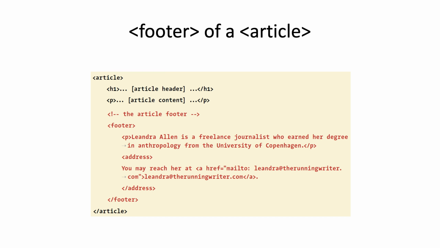Okay, and just as you can have a header for an article, you can also have a footer for an article as well. So in this example, you can see we have an article element. Inside you can have H1, which is the heading for the article, some content inside the paragraph, and you can have its own footer. This will be different from the footer for the entire page.